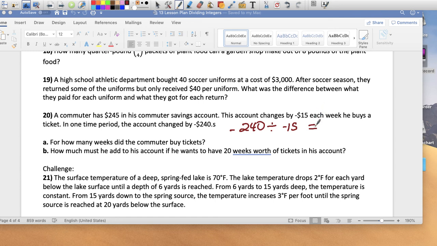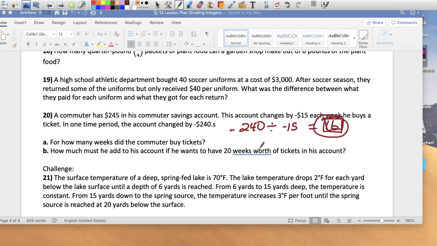240 divided by 15 is 16. So that means, how many weeks did the commuter buy tickets? Well, he bought tickets for 16 weeks, right? Because he spent $240, and to spend $240, it was done by spending $15 per week. And how many weeks did it take to spend 240? 16 weeks.